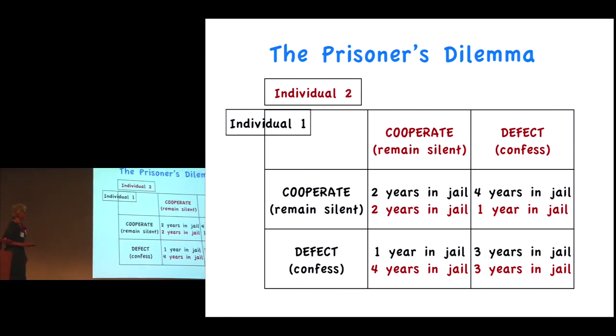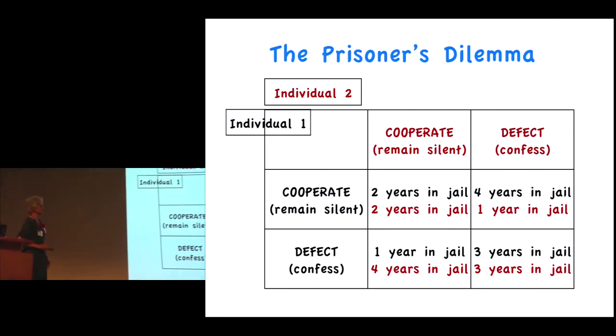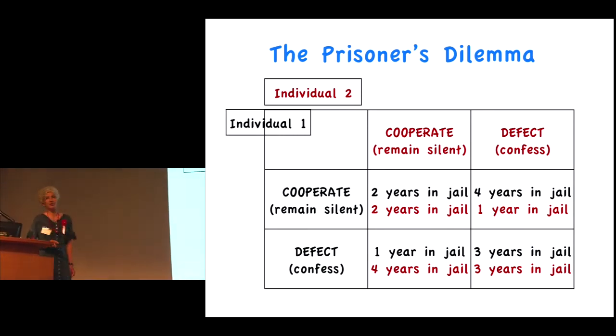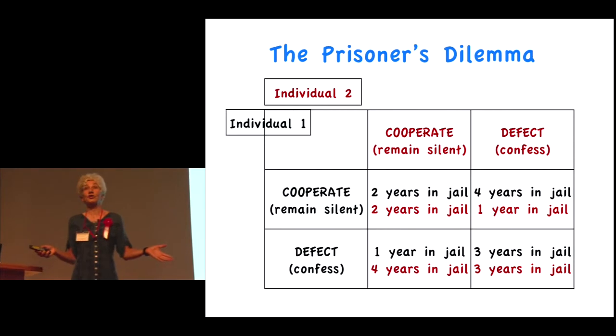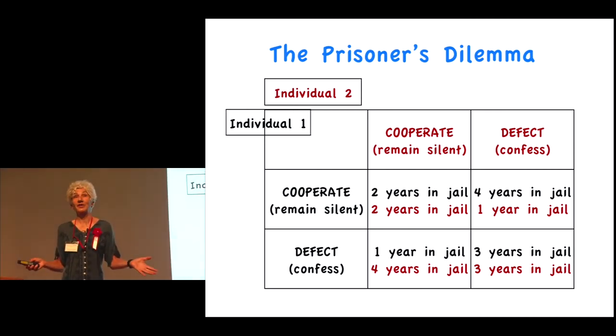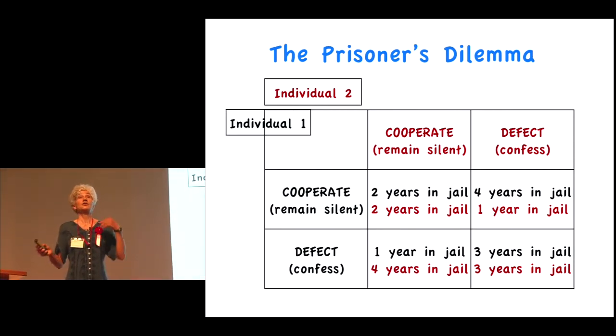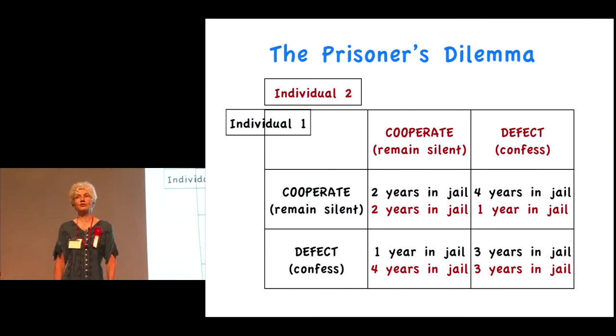Suppose you defect. If I cooperate, I get 4 years in jail. If I defect, I get 3 years in jail. So my choice is clear. I will defect. Okay? So whatever you do, I'm better to defect.